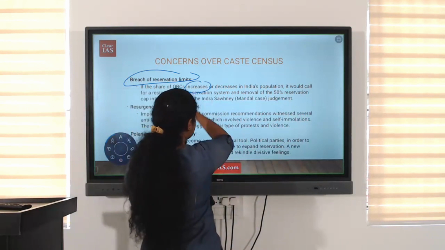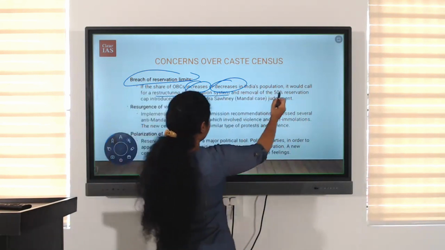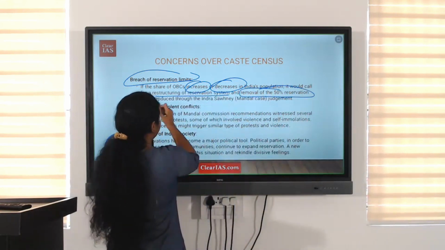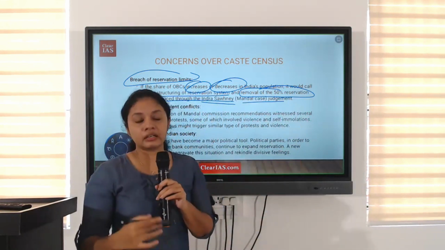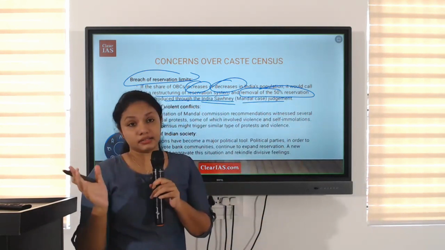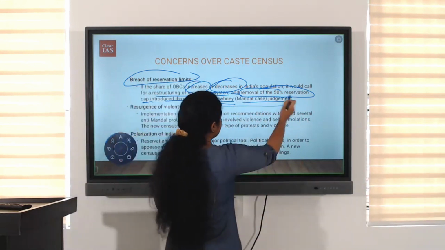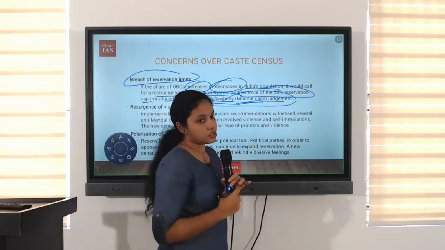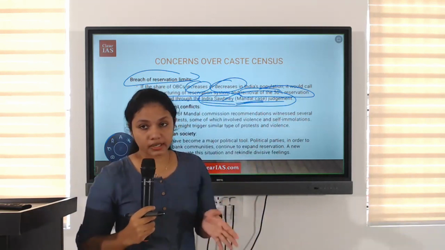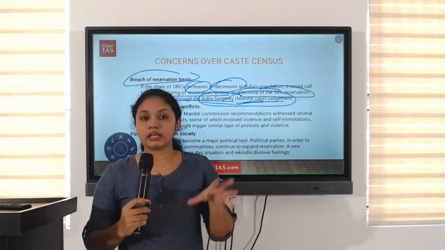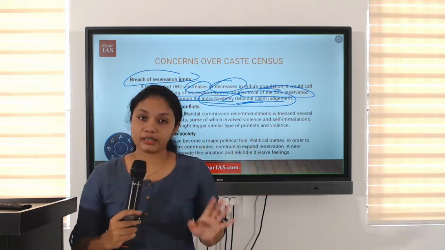If the share of OBCs increases or decreases in India's population, it would call for restructuring of the reservation system and removal of the 50% reservation cap introduced through the Indira Sawhney case. This is a judgment on reservation. You'll be studying it in detail in fundamental rights in polity. So it is the Indira Sawhney case or Mandal case. There was a judgment that not more than 50% reservation should occur in the country. Okay. If we have adequate data regarding the OBC, there may be an increase or decrease in the existing status quo regarding the reservation.